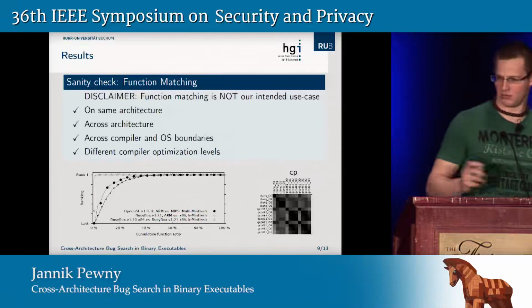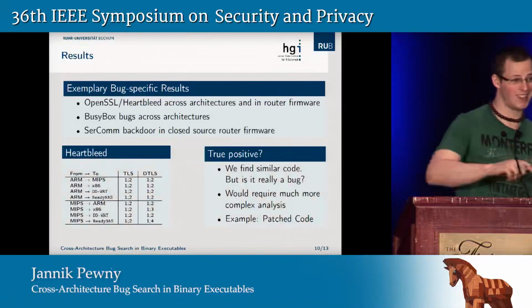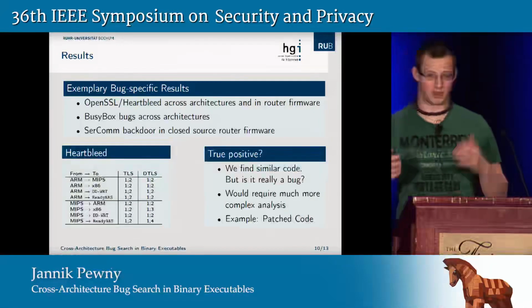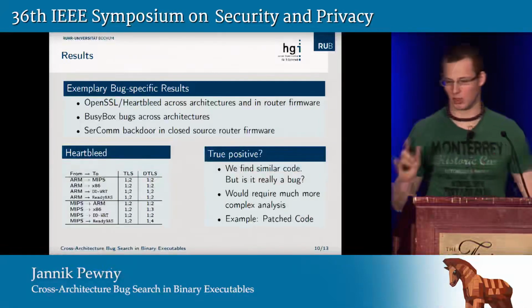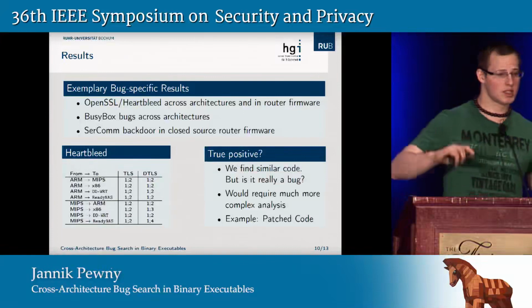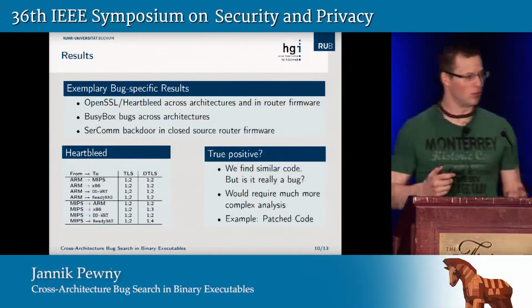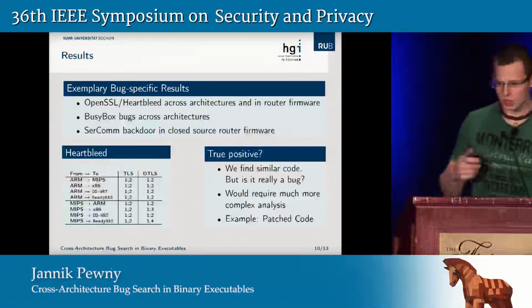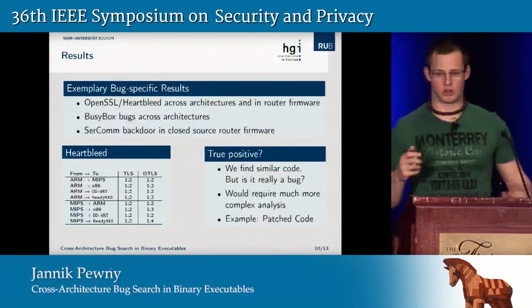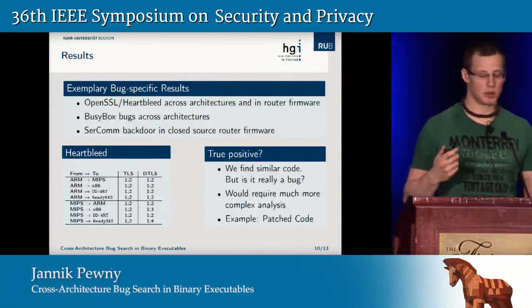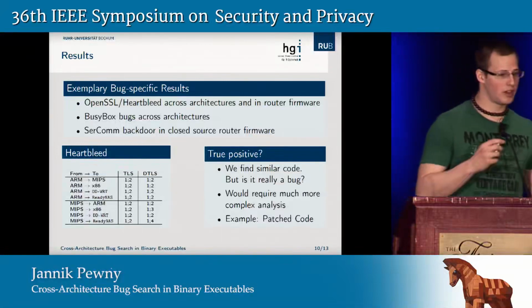Now that we've done the sanity stuff, let's go back to bug finding. Not that that's not sane or anything, but still, we go back to it. So these are just some examples. We have a few more in the paper. But first of all, we took the OpenSSL, the Heartbleed infamous one, and tried to find it cross-architecture.